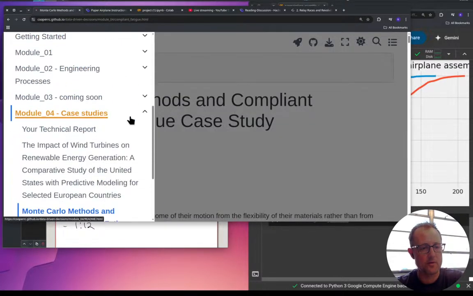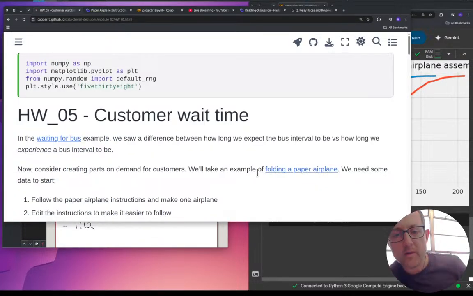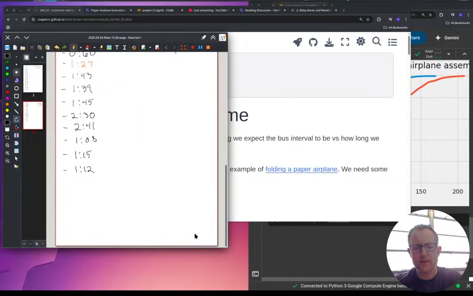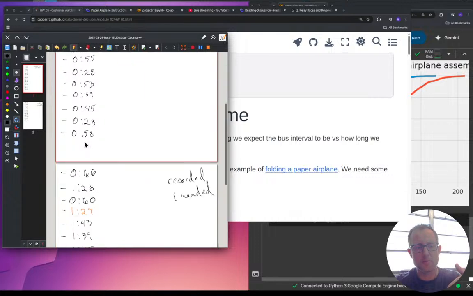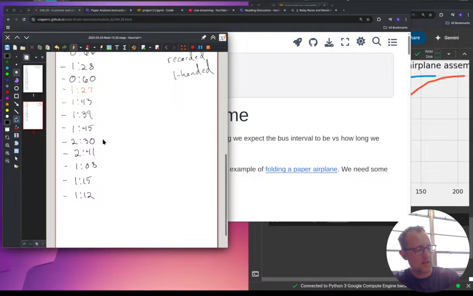I was looking for our customer wait time. So in our made up business, we're folding paper airplanes for customers, and we had 15 of us folding these paper airplanes. I recorded both the two-handed times, how long it took us to fold those paper airplanes, and then also trying again with one-handed folding. So I'm taking this data and we're going to look at it in a Google Colab sheet so that we can start running some analysis.